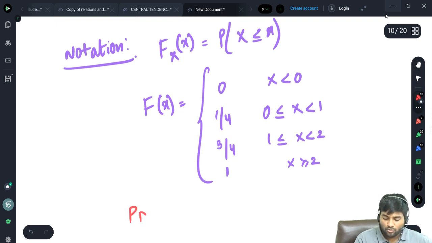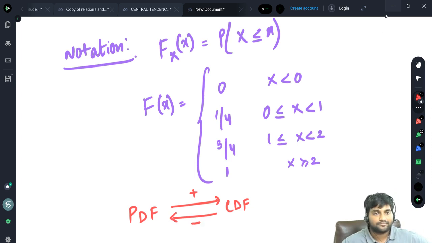If we want to go from PDF to CDF, then we will add. And if we want to go from CDF to PDF, then we will subtract. Okay.